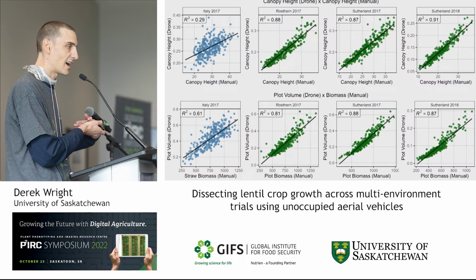So then ultimately, once we do get all this data from the drones, first thing we need to do is ask ourselves whether or not the data is very good. So in this case, on the y-axis is canopy height measurements from the drone correlated with our manual measurements of canopy height, and this is across all 4 of our site years. In the bottom panel is measurements for plot volume from the drone correlated with our manual measurements of biomass.